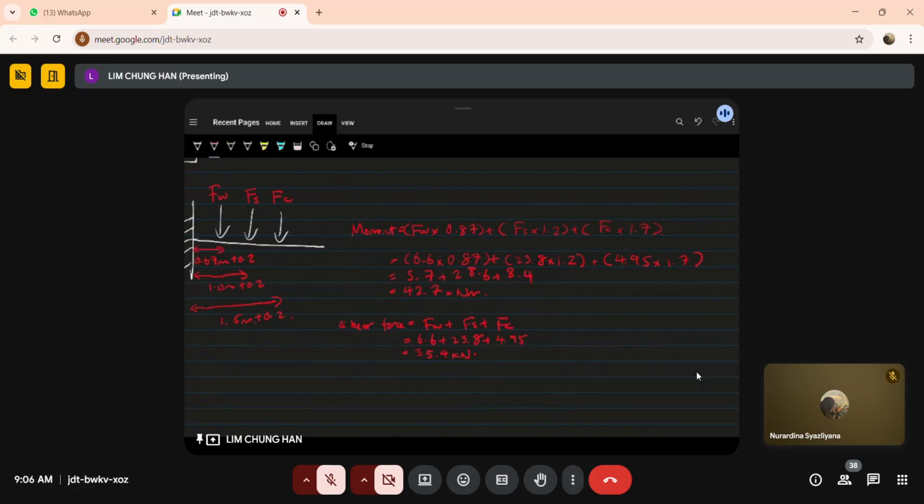Do you know how to design the wall of the retaining wall now? You design it as a beam. You just design it as a beam.